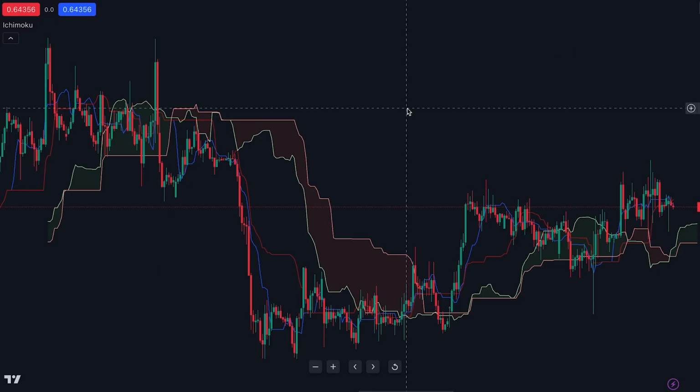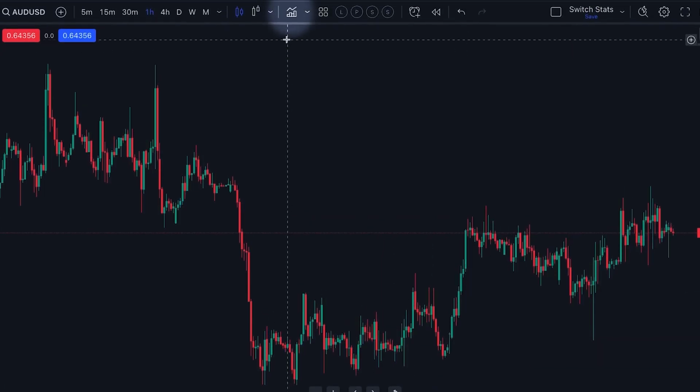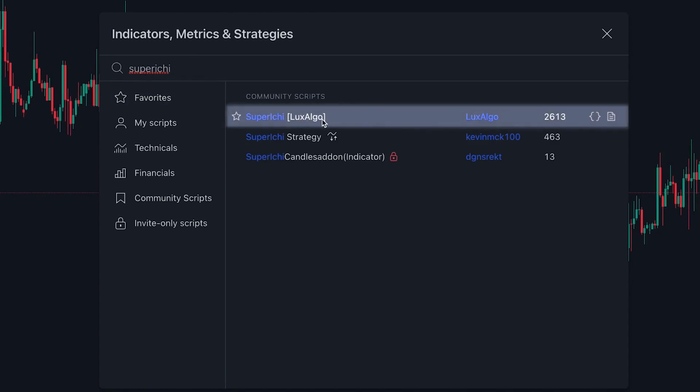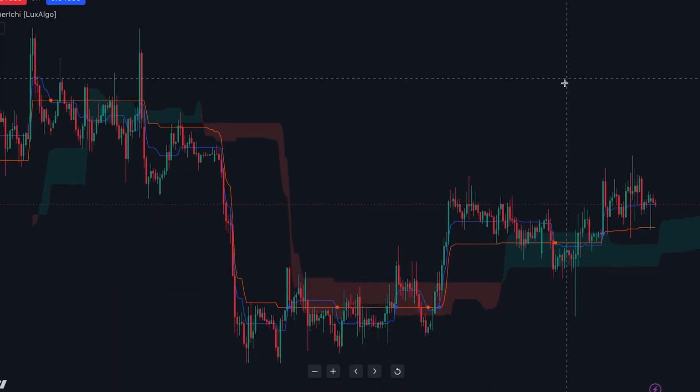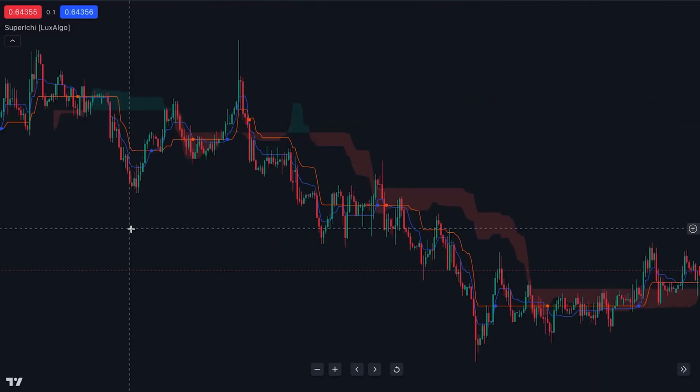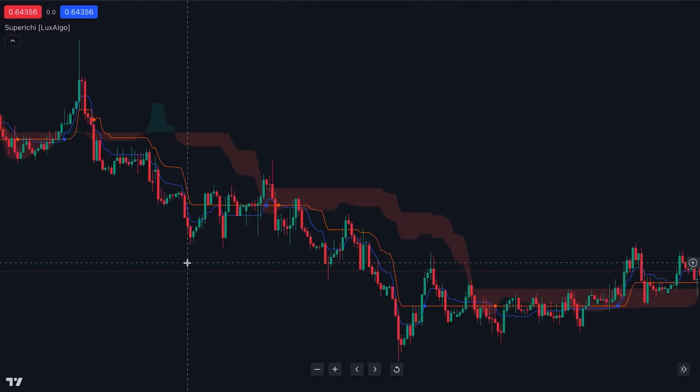Now let's add the new indicator to our chart. Let's click on the Indicators tab and search Super Ichi, this one by LuxAlgo. As mentioned, this version of the indicator will allow us to get better zones, entries, and as you can see, it is far cleaner than the older version.